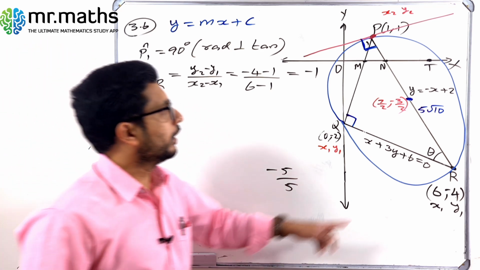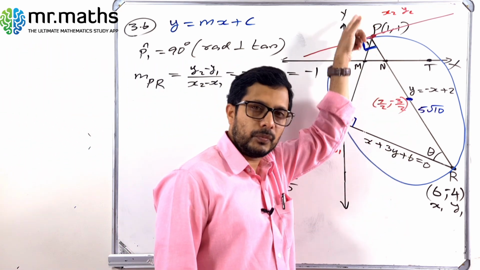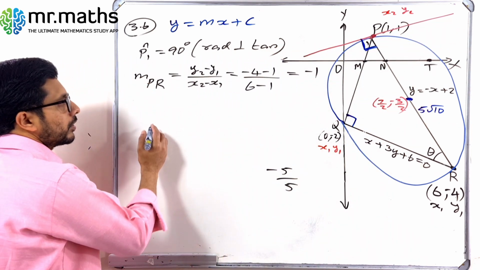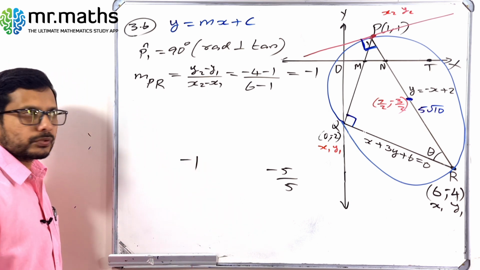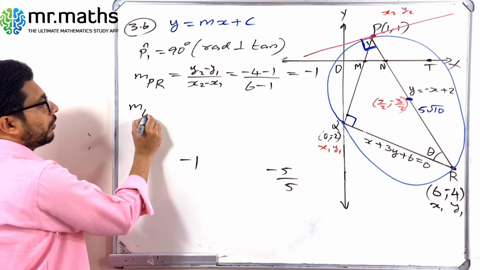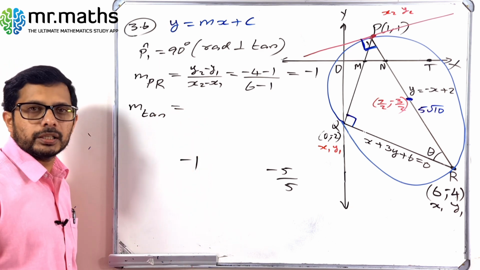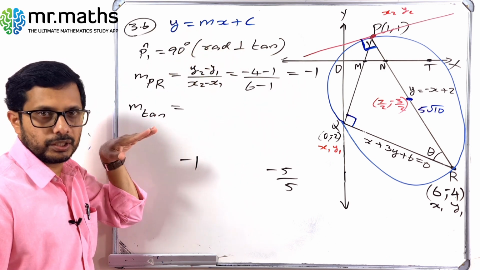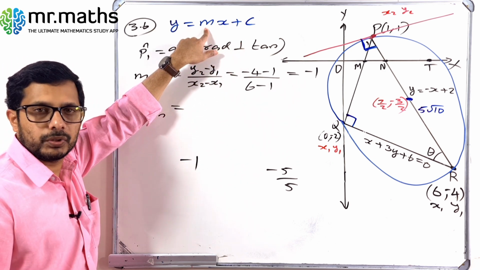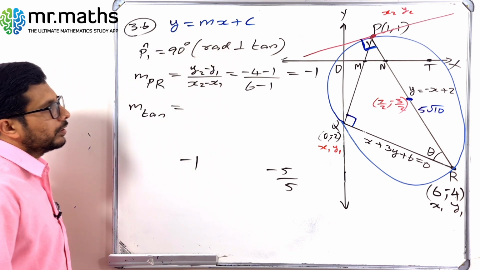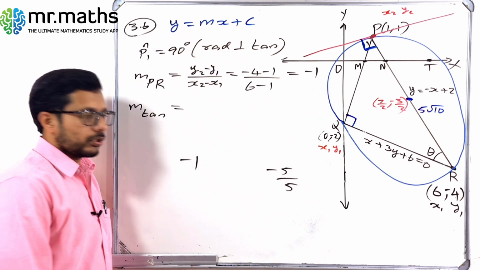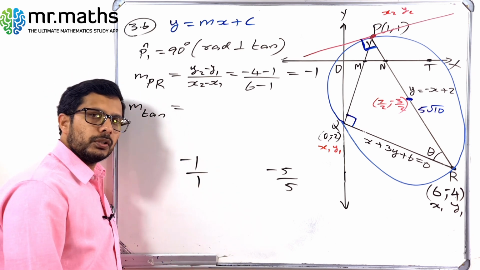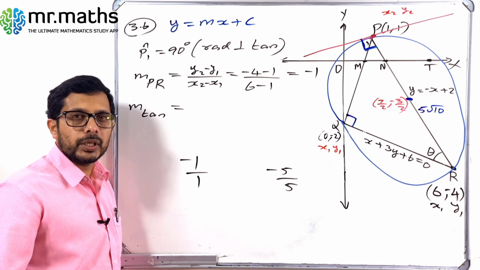So the gradient of this line is minus 1. So what is the gradient of this perpendicular line? You studied this. We have to find the equation of that tangent, so for that we have to know the gradient of the tangent, that is our m. The gradient of the perpendicular line is minus 1. How can we find the gradient of the tangent, the perpendicular line?